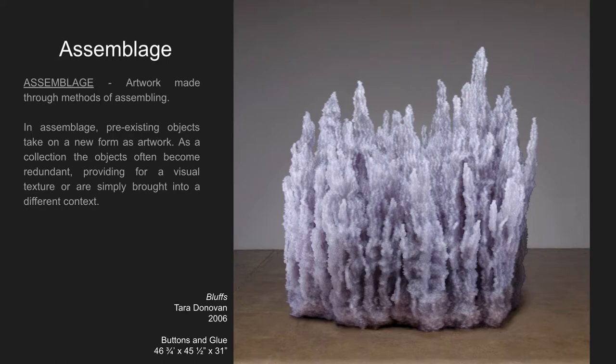Assemblage, artwork made through methods of assembling. In assemblage, pre-existing objects take on a new form as artwork. As a collection, the objects often become redundant, providing for a visual texture, or are simply brought into a different context. So we're looking at a sculpture by the artist Tara Donovan. Looking at the image, it is difficult to understand what's going on, but let's read the label. It is made out of buttons and glue.